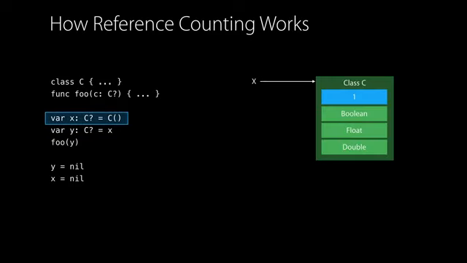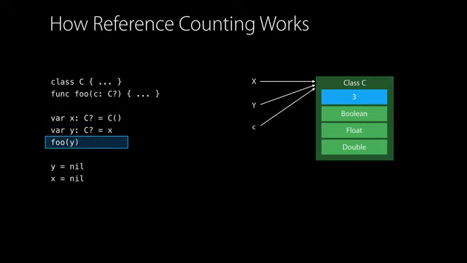First, we begin by allocating a new instance of class C and assign it to the variable x. Notice how at the top of the class instance, there is a box with the number 1 in it. This represents the reference count of the class instance. Of course, it's 1 because there's only one reference to the class instance currently, namely x. Then we assign x to the variable y. This creates a new reference to the class instance, causing us to increment the reference count of the class instance, giving us a reference count of 2.